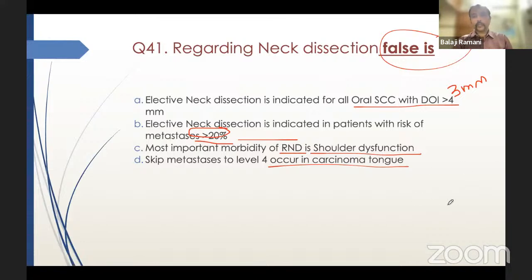So in your lip cancers, you will not go for an elective neck dissection. All other cases, you will have to plan for an elective neck dissection.